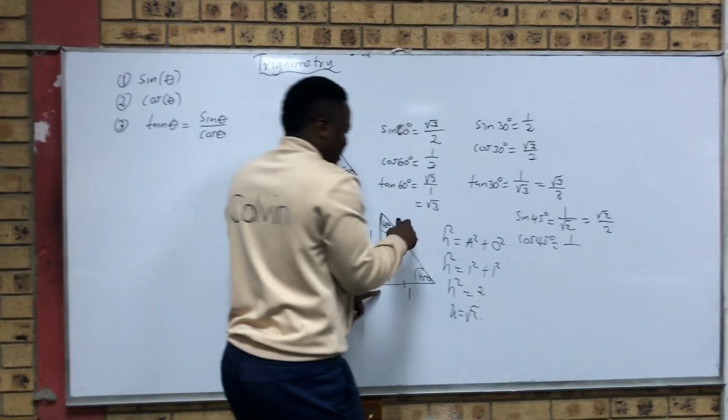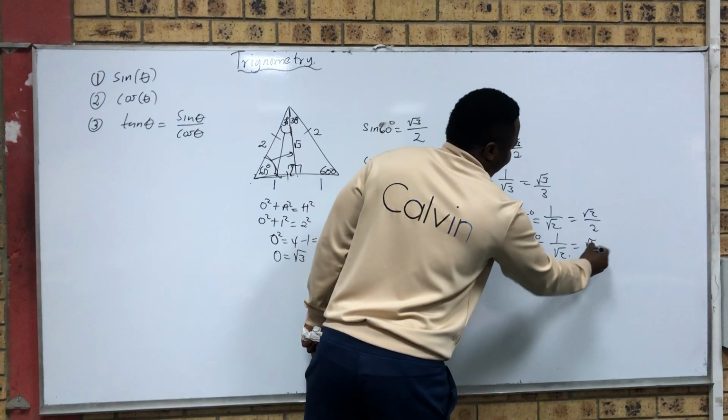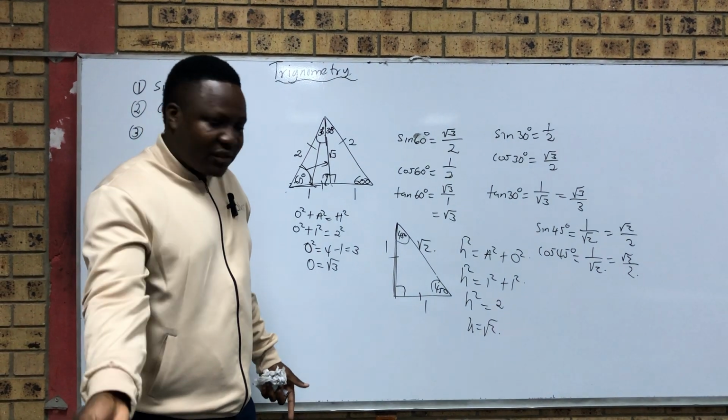Then if you go to cos of 45, cos of 45 is going to be adjacent, which is 1, over the hypotenuse side, which is root of 2, which is the same as sine. So sine of 45 is the same as cos of 45.